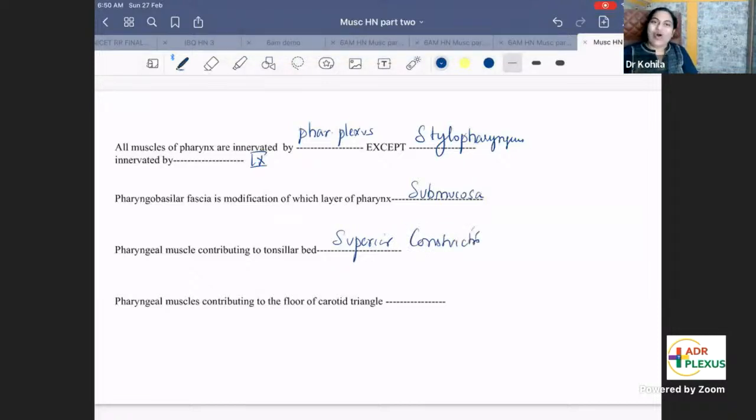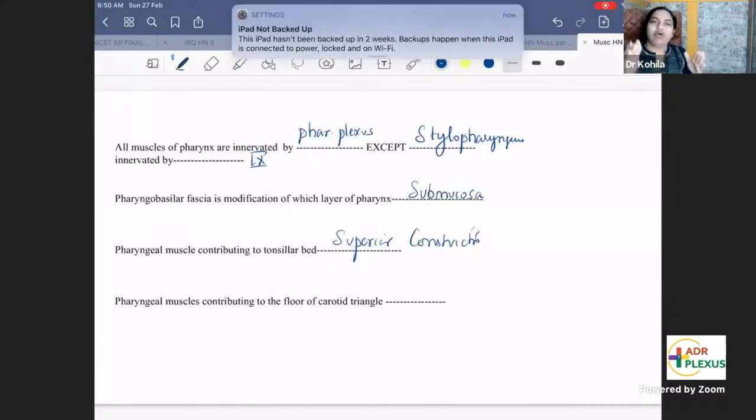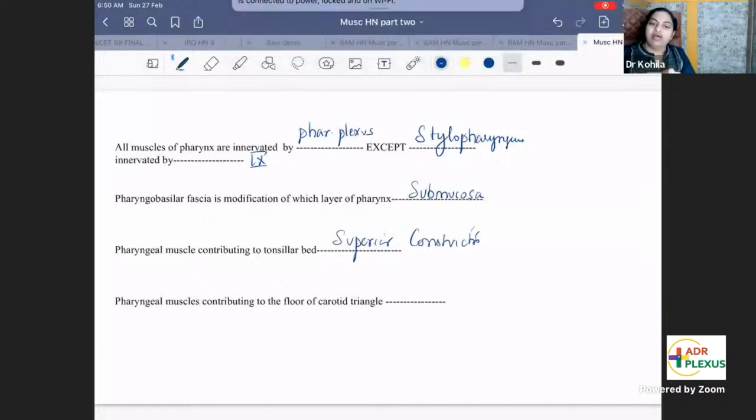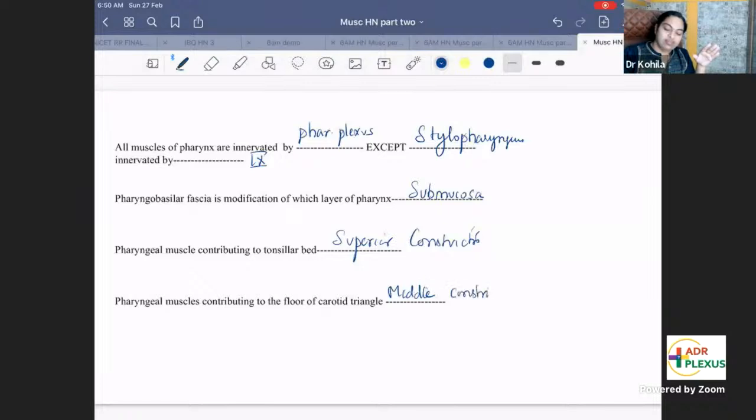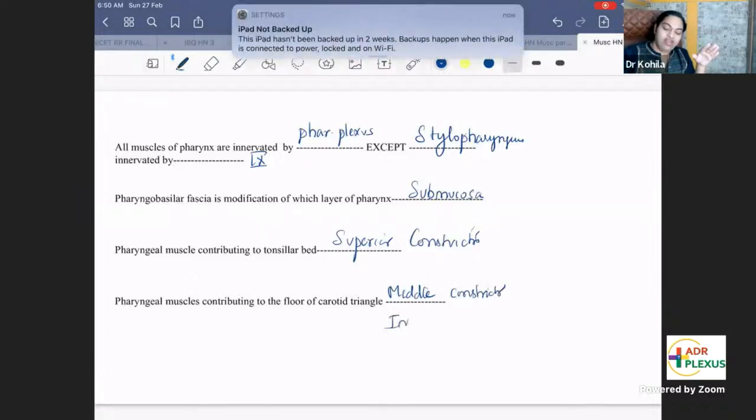Pharyngeal muscle contributing to the floor of the carotid triangle. The carotid triangle is a very important, high-yield topic. They keep asking repeatedly about the floor muscles. Pharyngeal muscle contributing to the floor of the carotid triangle. Of the 4 muscles, 2 are constrictor muscles. Which ones? Definitely not the superior constrictor, right? You have the middle constrictor and the inferior constrictor.